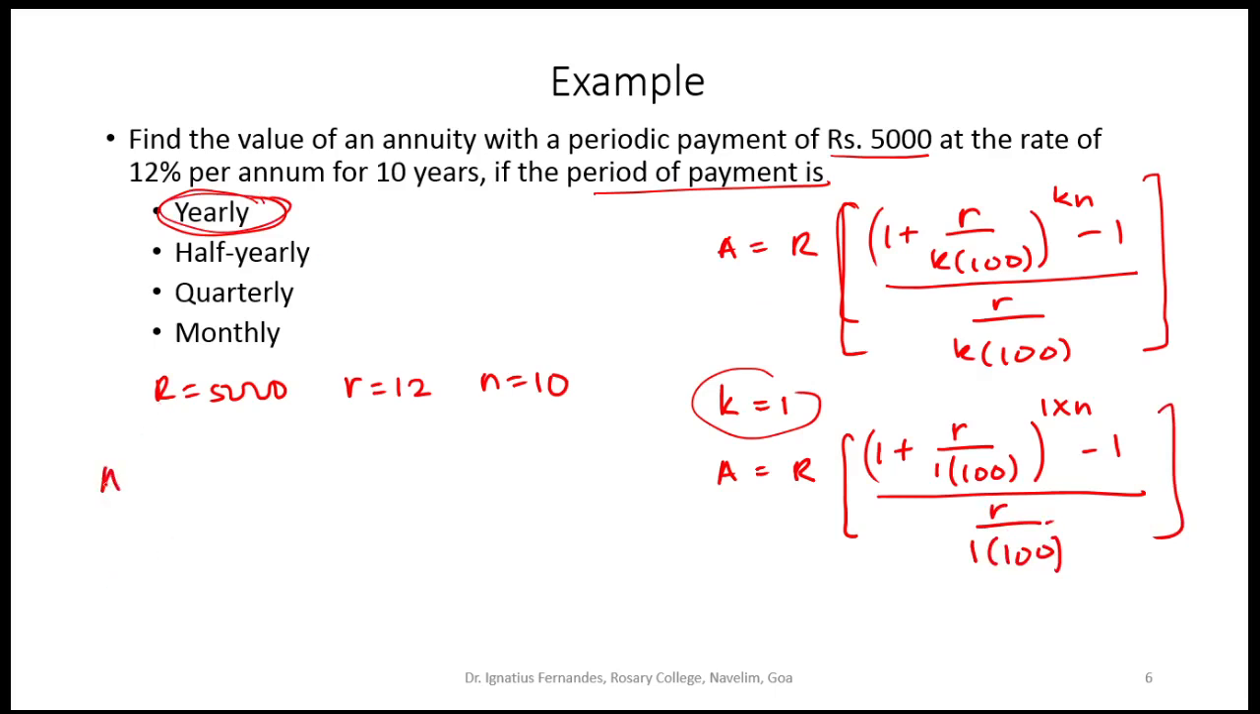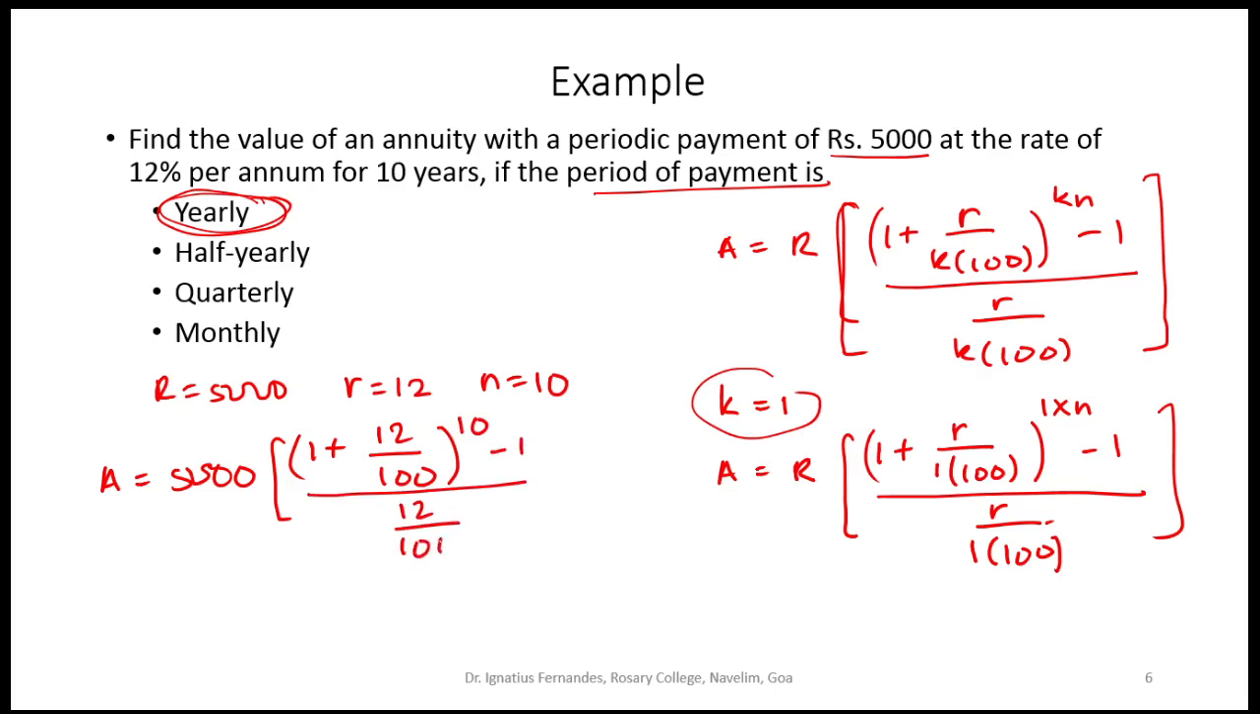So accordingly, the total amount that I want to calculate will be R is 5,000 into 1 plus r, the rate of interest, 12 upon 100 here, this raised to N, here N is equal to 10, minus 1 upon 12 upon 100. Okay. So this is what I have. So I have to just calculate this.